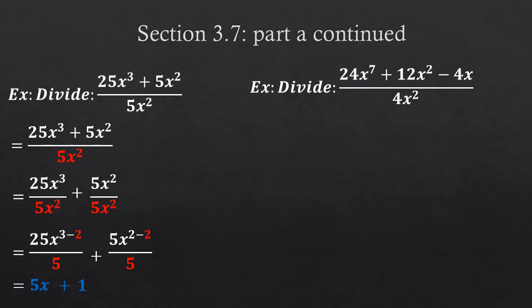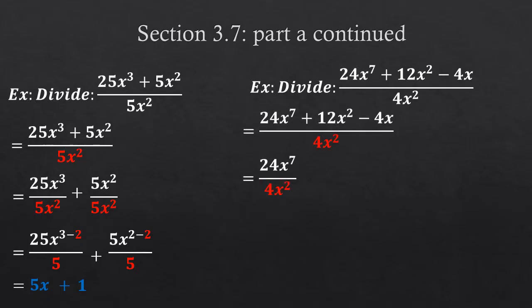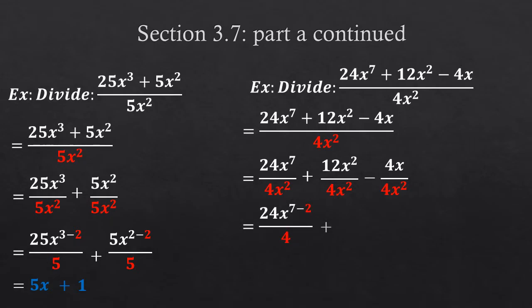Here's another example. We will individually divide the terms at the top by the terms at the bottom. We will apply the quotient rule of variables. And now we'll begin simplifying. 24 divided by 4 is 6, and if you take 2 from 7x's, you're left with 5x's.